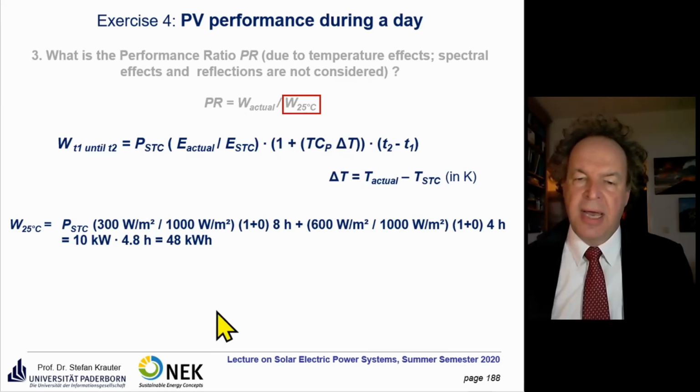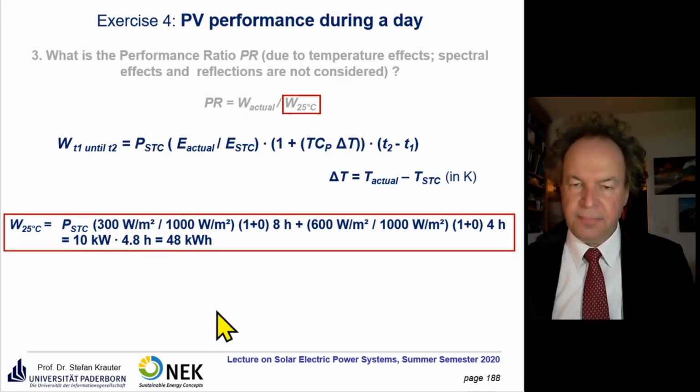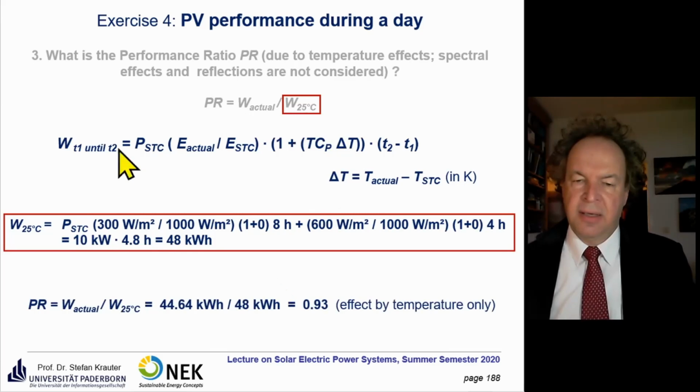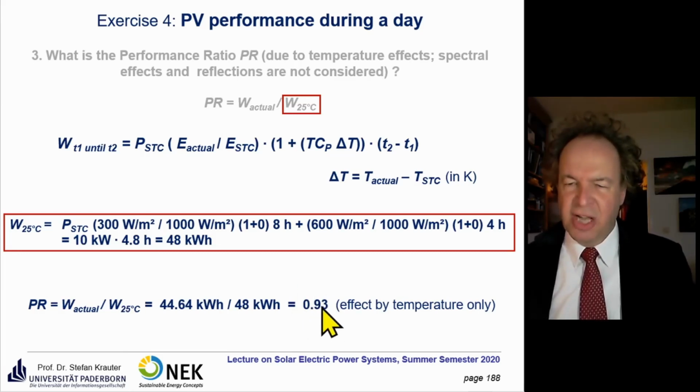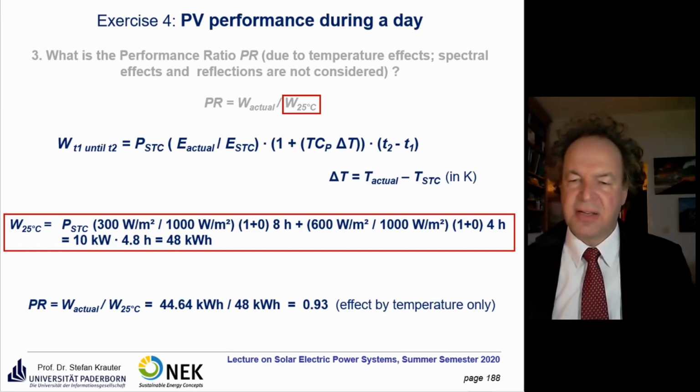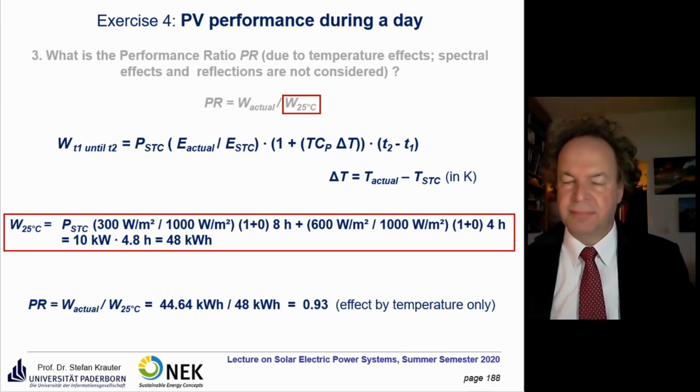And our performance ratio is then the actual energy output, 44.64 kilowatt hours, divided by 48 kilowatt hours. That's 0.93. This is our performance ratio. Theoretically, it's not really correct to call it performance ratio because we neglected all the other effects, the spectral effects, the reflection effects, and so on. So it's a performance ratio that limits itself to the effect by temperature only.